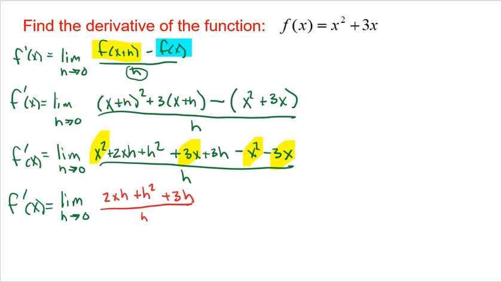Now here comes the key step. I'm still trying to get that h to cancel. But what I notice is that on top, everybody has an h. So I can factor out an h from the top. I'm left with h times (2x plus h plus 3), divided by h.